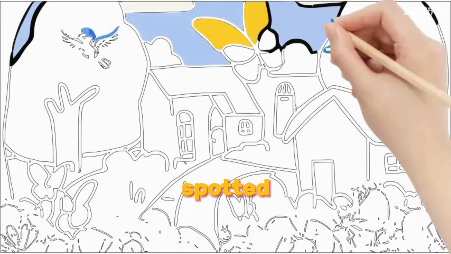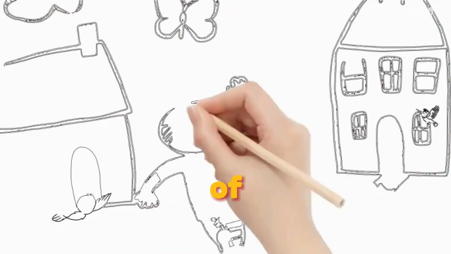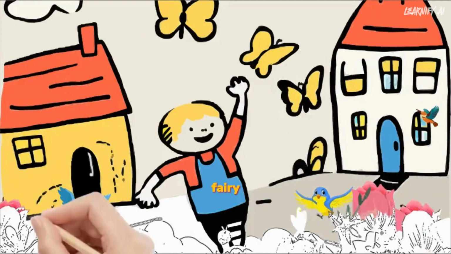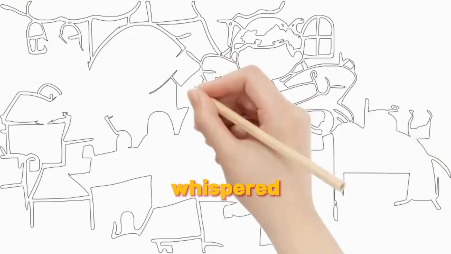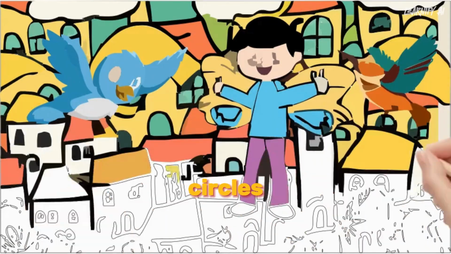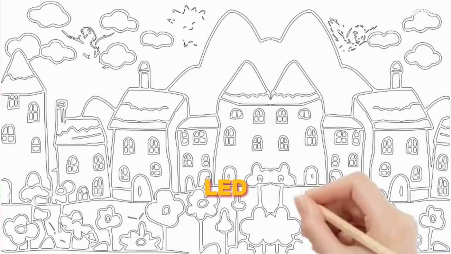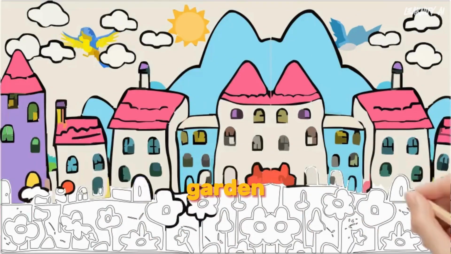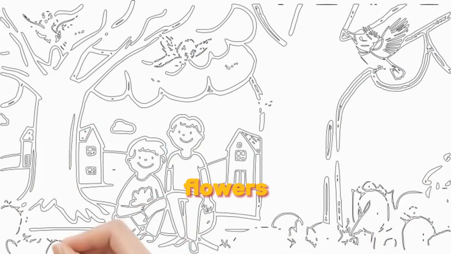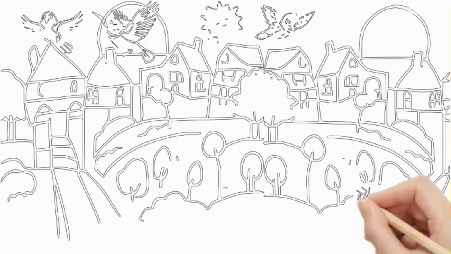Suddenly, Mike spotted a butterfly fluttering by, its wings a dazzling mix of blue and purple. "Wow, Whiskers, it's a fairy," Mike whispered. He chased after the butterfly, running in circles and nearly tripping over his own feet. The butterfly led him to a hidden corner of the garden where a bed of violets bloomed. "Fairy flowers," Mike gasped, plopping down to take a closer look.